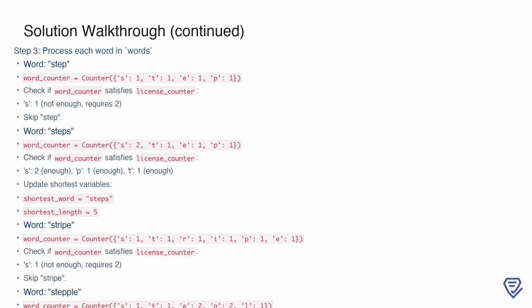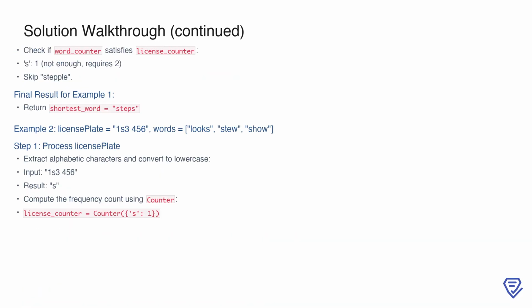Moving on, the word stripe has a frequency count of Counter, s1, t1, r1, i1, p1, e1. Since it only has 1 s, it doesn't meet the requirements, and we skip it. Finally, for the word steple, its frequency count is Counter, s1, t1, e2, p2, l1. Checking steple, we find that it only has 1 s but requires at least 2. Therefore, it does not satisfy the license_counter and is skipped.